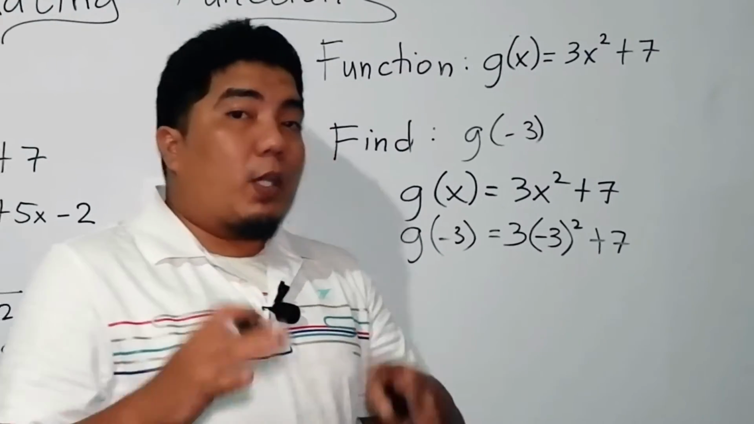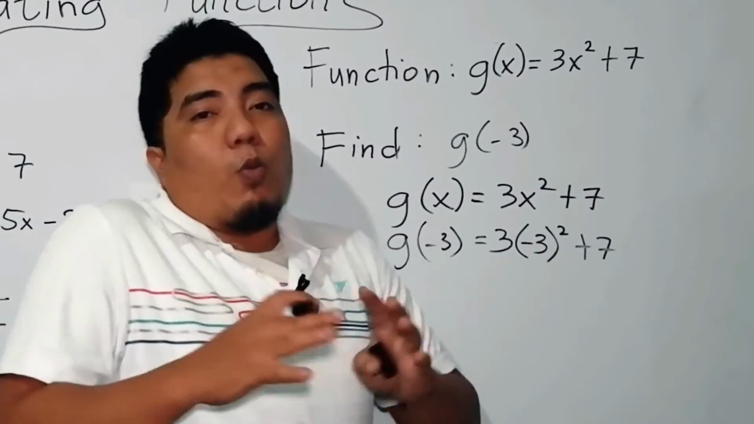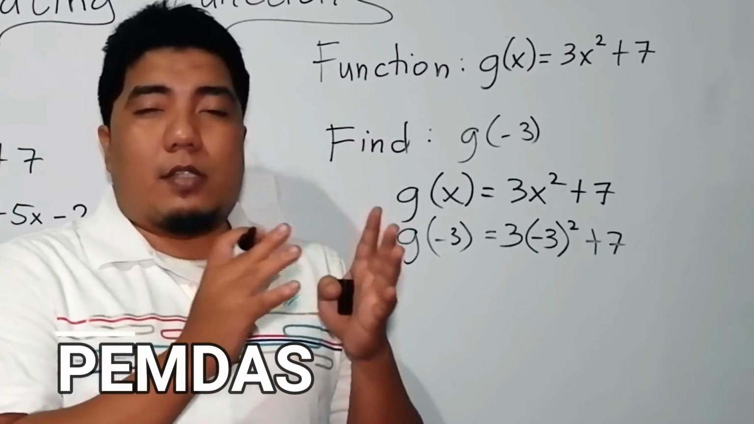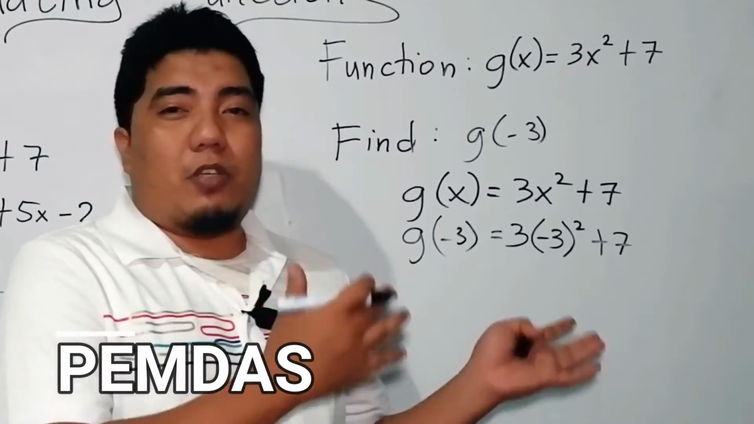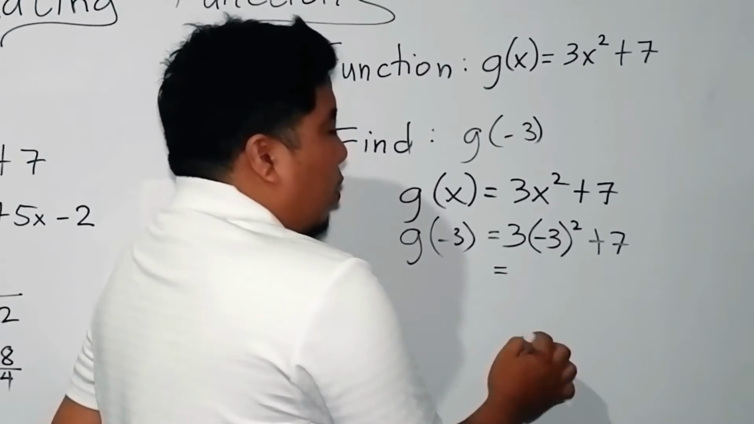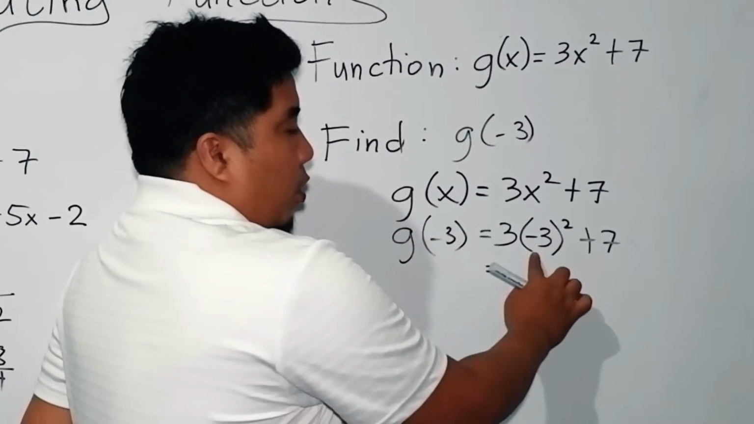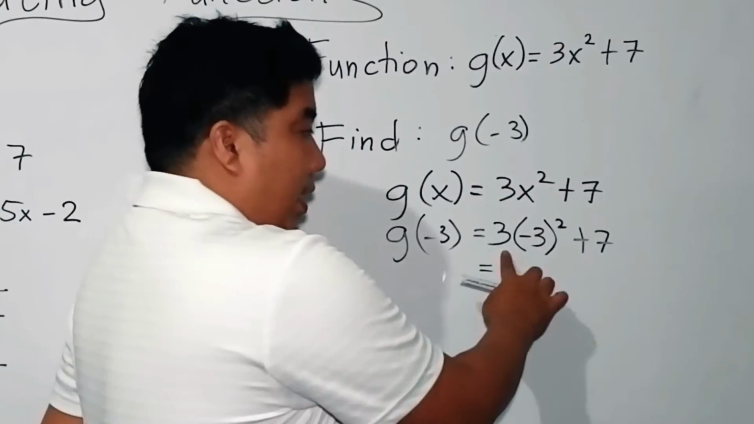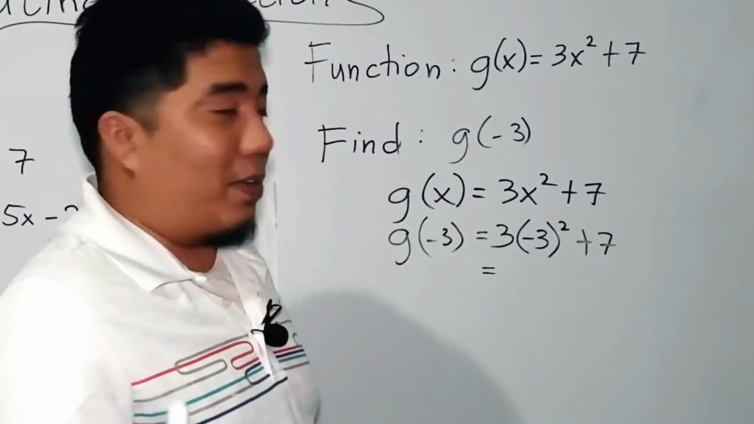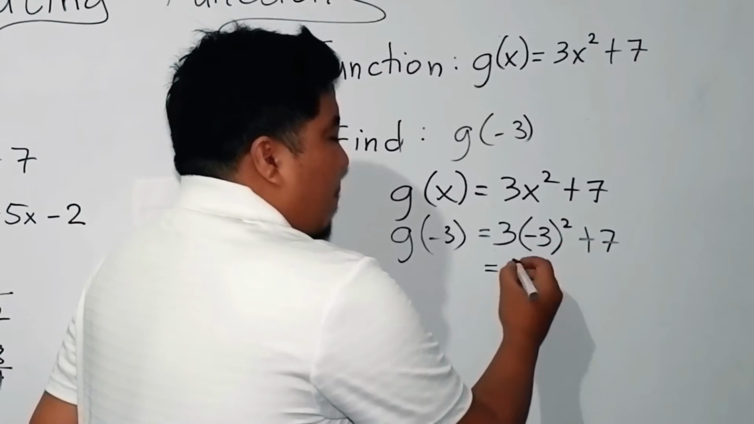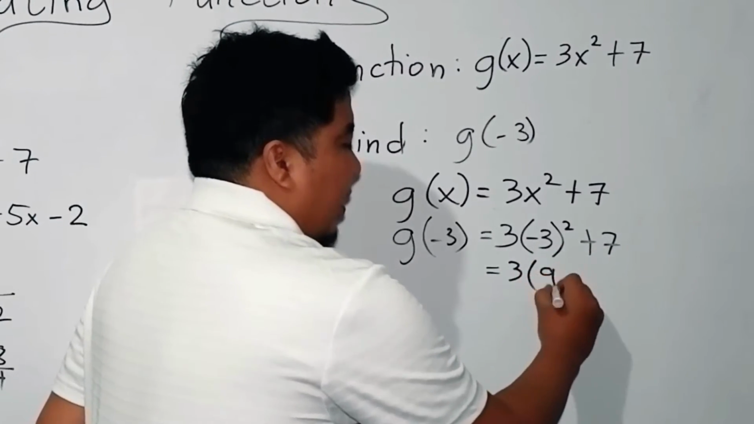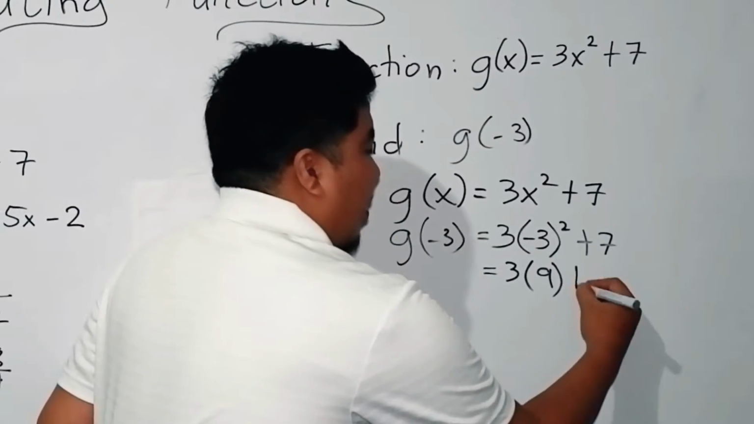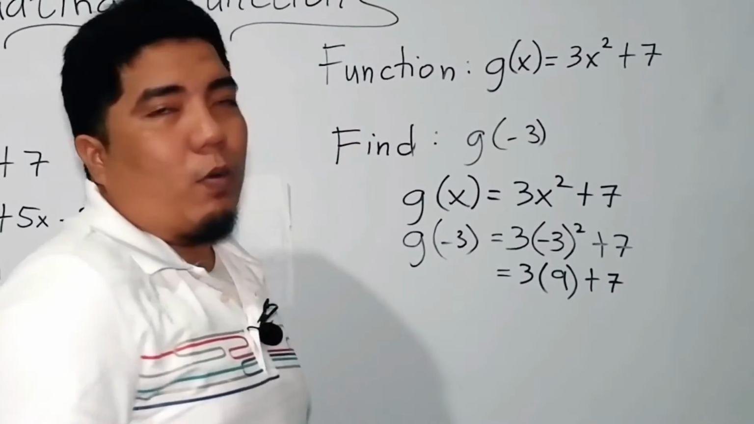Remember that in simplifying with an exponent, we always follow the PEMDAS rule, meaning the parenthesis, exponents, multiplication, division, addition, and subtraction. So, first we need to do here is to use this negative 3 to the power of 2, or negative 3 squared. Not 3 times negative 3, my dear math learners, alright? So, first we do this one. So, that gives us positive 9, because negative 3 times negative 3 is positive 9. Okay, then we add our plus 7.